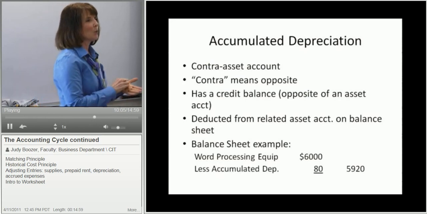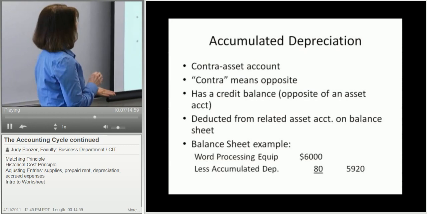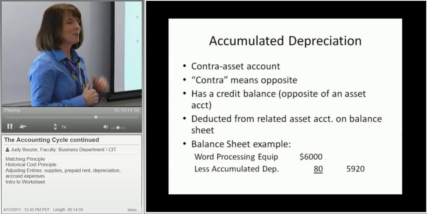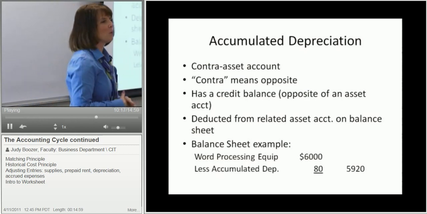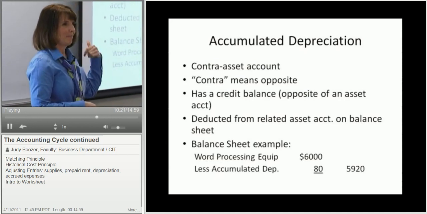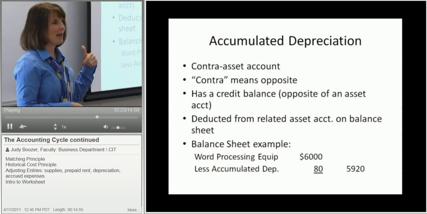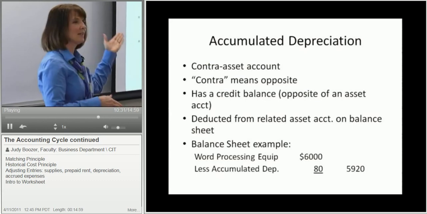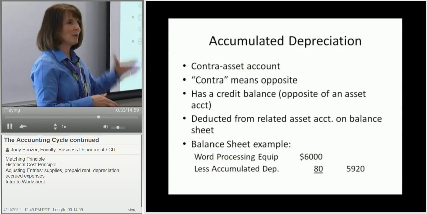So let's think about that. If we're going to record depreciation expense, that would be a debit, correct? So we would debit depreciation expense, and what do you think we're going to credit? The contra account called accumulated depreciation. So that would be a credit, which makes sense. Opposite of an asset would be a credit.